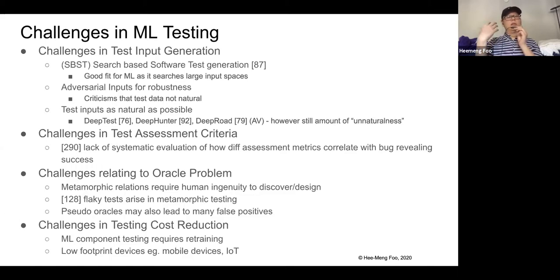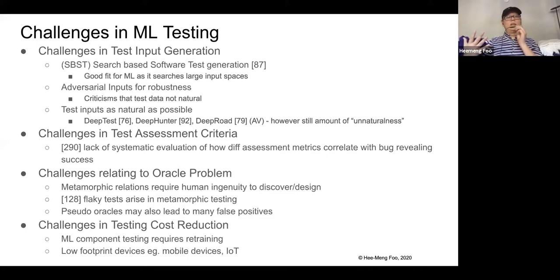So the criticisms have to do with, especially for adversarial inputs, the test data not being natural. I'm sure most of you, if you're in the testing space, would have had this situation where you find a bug and then dev comes to you and says, but no user is going to use that. No user is going to do that, right? So in machine learning testing, you have something like this. Criticisms that the test data are not natural. And so there's research in how to make the testing process as natural as possible.